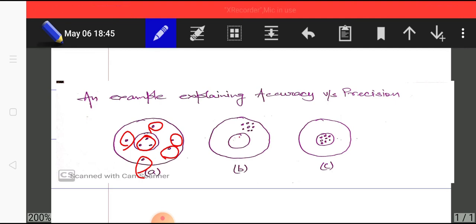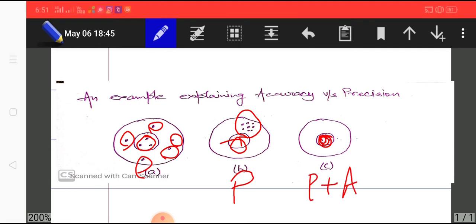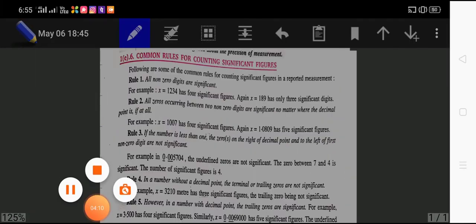Now look at target B. You can see all the bullets are close to each other, but they are not close to the target. So you can say this is precise but not accurate. This is an example of precise shooting. And then in the third example you can see all the bullets are close to each other and also close to the target. So this is precise as well as accurate. This is the difference between precision and accuracy, and how we understand them.